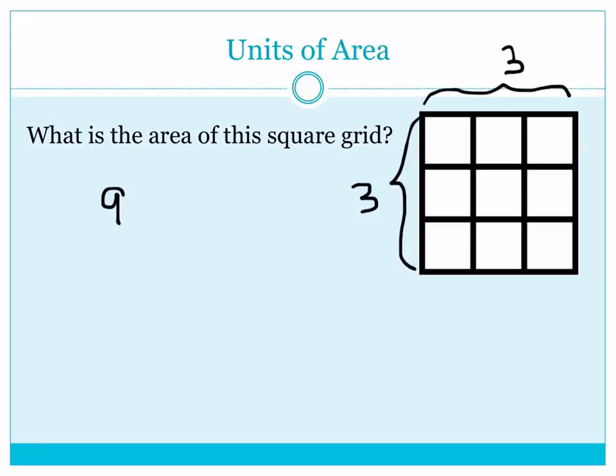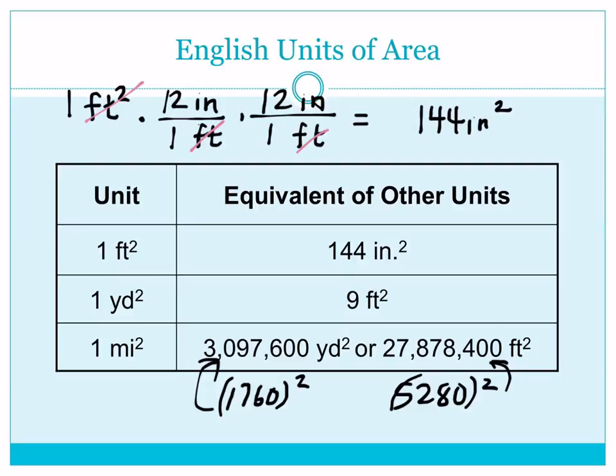We talk about the area of the square grid being the fact that there are 9 units inside of this, but we can also talk about that in terms of the formula. The length is 3, the width is 3, and 3 times 3 is equal to the 9 that we get on the inside. We had some different units that we looked at in this section.